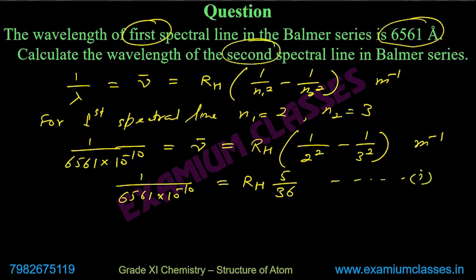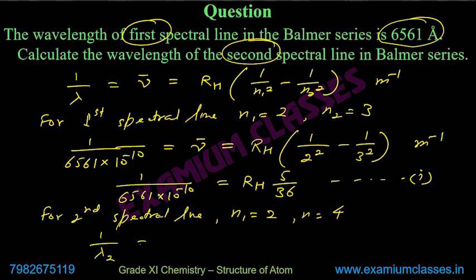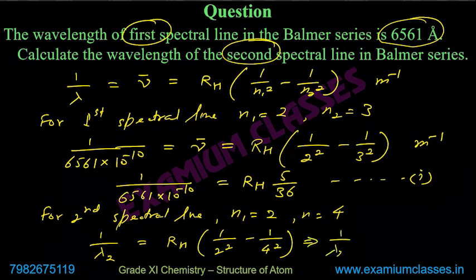Now use the second case. For the second spectral line, n1 will always be 2 in the case of the Balmer series, but n2 will become 4 now. So lambda is unknown, write it as lambda 2. RH times 1 by n1 square minus 1 by n2 square, 4 square. That is, you will get 1 by lambda 2 equals RH times 1 by 4 minus 1 by 16, that is 3 by 16.